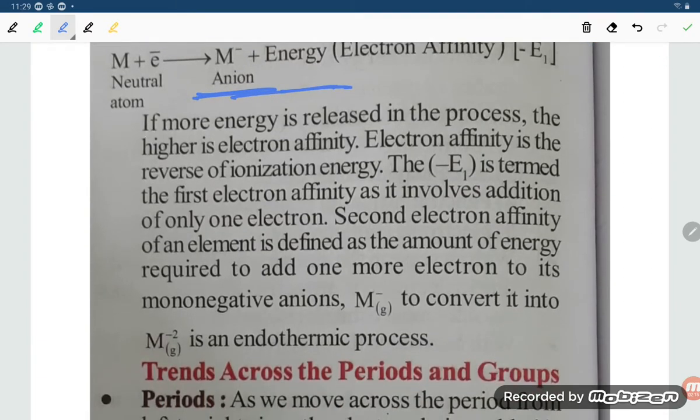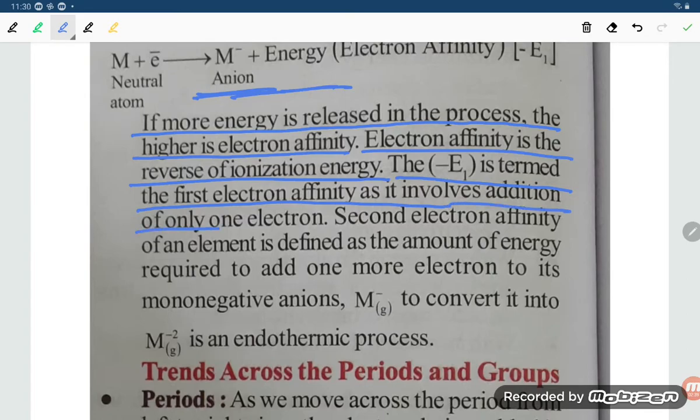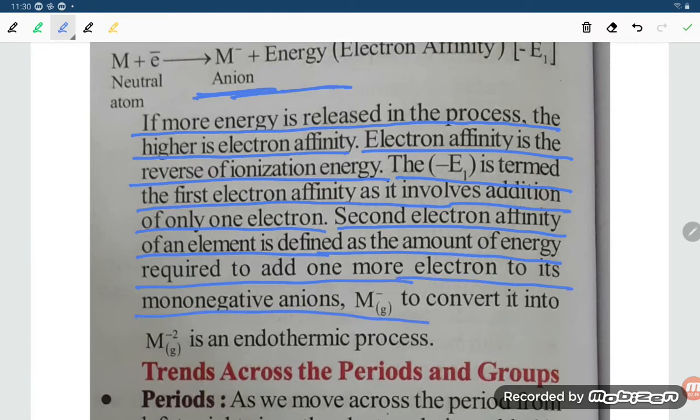Now let us try to understand another term. If more energy is released in the process, the higher is the electron affinity. The more energy released, the higher will be the electron gain enthalpy or electron affinity. Electron affinity is the reverse of ionization energy; minus E1 is termed the first electron affinity, as it involves addition of one electron. Second electron affinity of an element is defined as the amount of energy required to add one electron to its mononegative ion to convert it into the M2 minus ion.